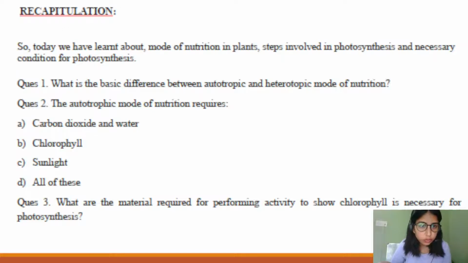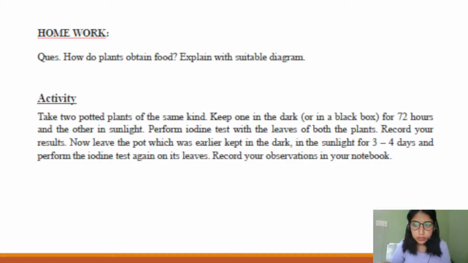So I'll be giving you a few questions for homework. We have one question and one activity for you to perform. The question is: how do plants obtain food? Explain with a suitable diagram. How are plants obtaining their food? You will be explaining with the help of a diagram.